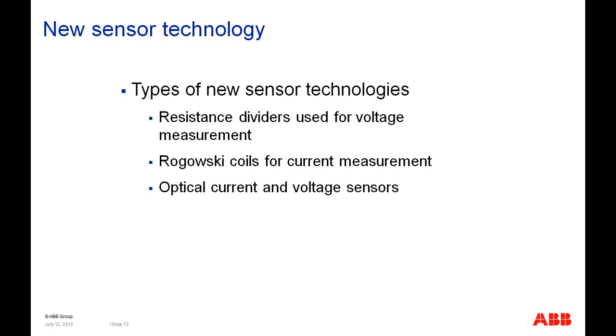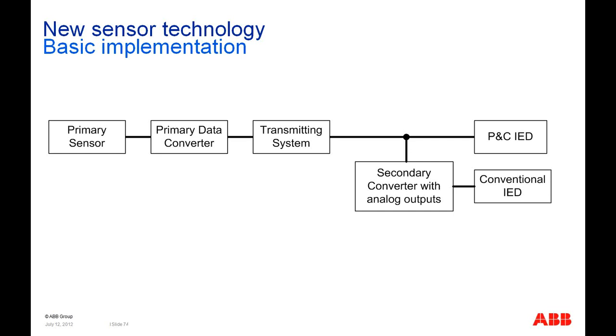There are three different ways to do this. One is a resistance divider for voltage measurement. One is Rogowski coils. Another one is optical voltage and current transformers. So you would have a primary sensor that goes through some kind of data converter in a transmitting system, and then you could send this information to either the protection and control or some other area.